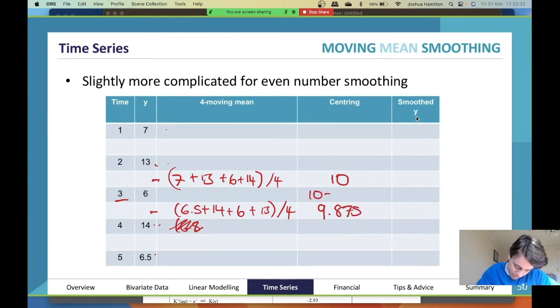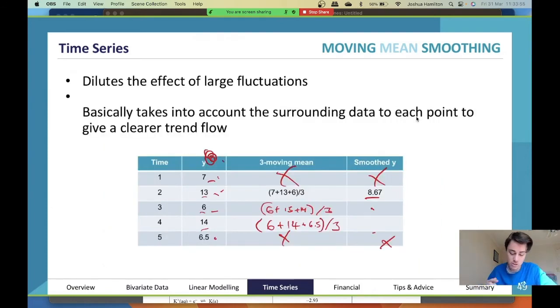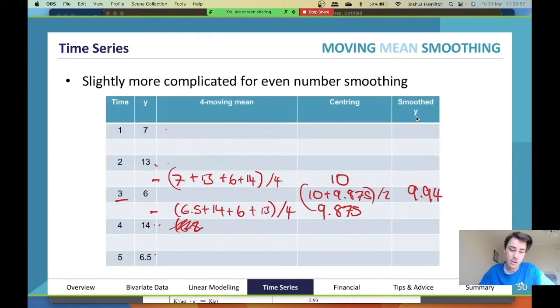And then you know what I do? I go 10 plus 9.875, divided by 2, and I get an answer of 9.94. That's my mean smoothed position. So it's an extra step. You need to do 2 steps, whereas this one was 1 step. It was pretty straightforward. This one here, it's not. You need to do 2 steps, and this one's a bit of a pain to do.